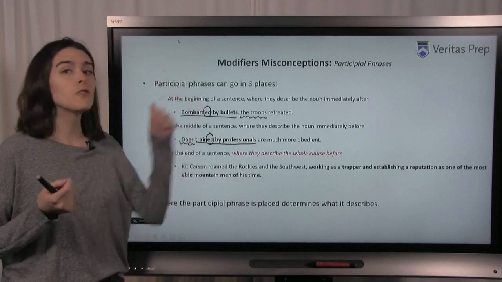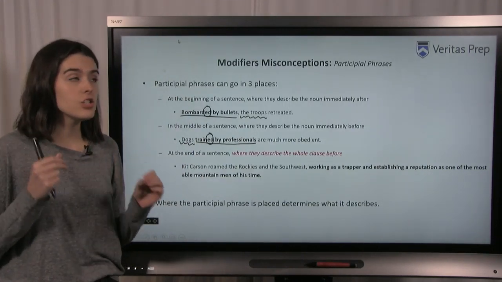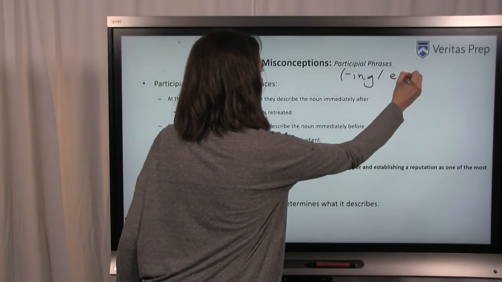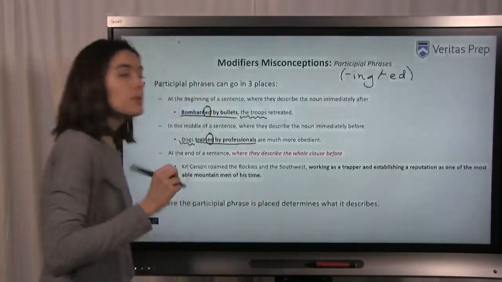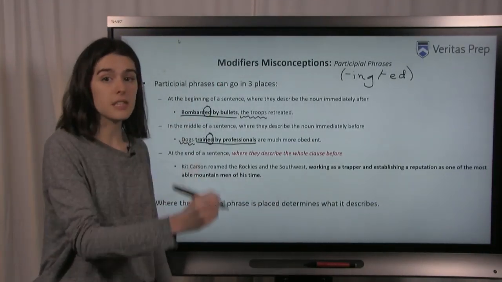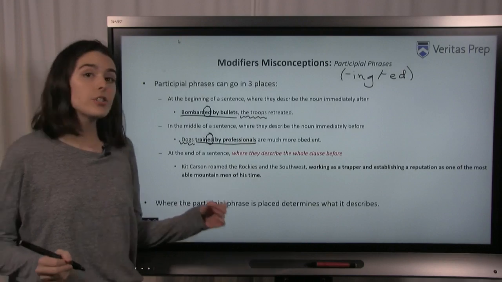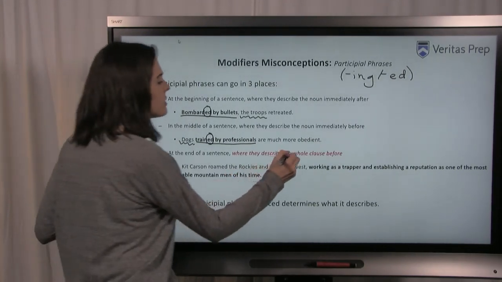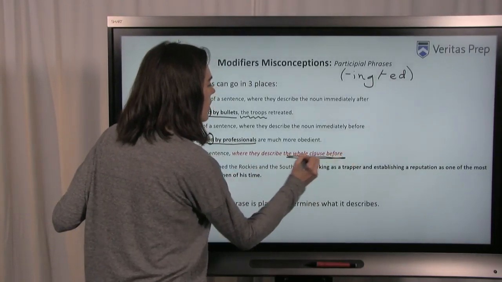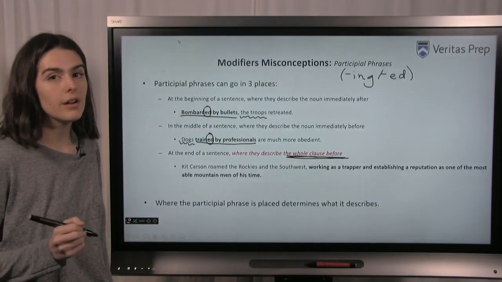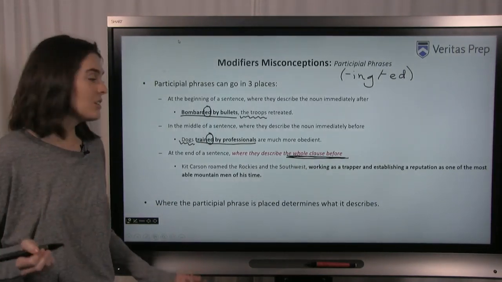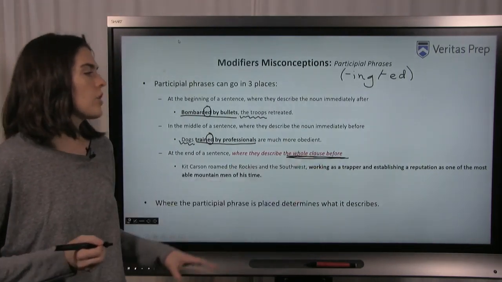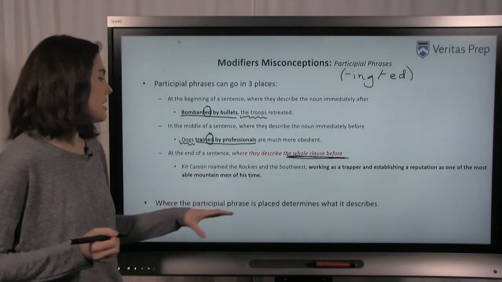But specifically for participial phrases, so that's ings and eds, if we put this sucker at the end of the sentence, it no longer describes the noun before. Now, it doesn't even describe a noun. It describes the whole clause before. So, let's take a look at an example. Kit Carson roamed the Rockies and the Southwest, working as a trapper and establishing a reputation as one of the most able mountain men of his time.